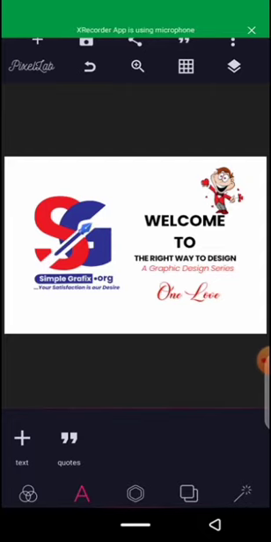Like this design now, you're going to see what they'll look at first. They're going to look at this simple graphics logo first of all, and then they will move to the "Welcome to" on top. Then they will read "The Right Way to Design," and then you can read "One Love" before you read it. You should know that "One Love" is the last thing there, but most times you can read it before you read "The Right Way to Design."